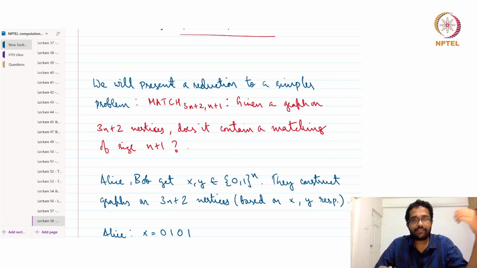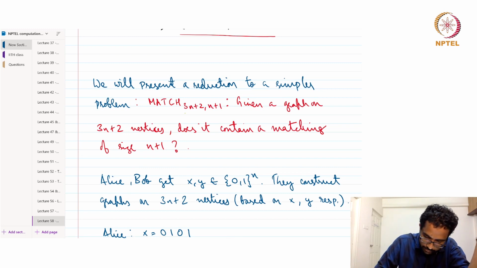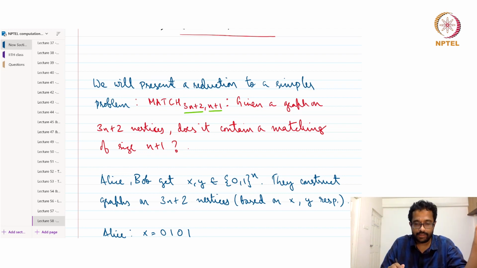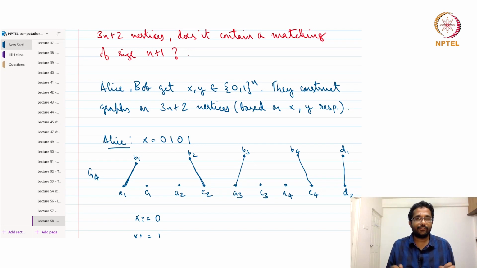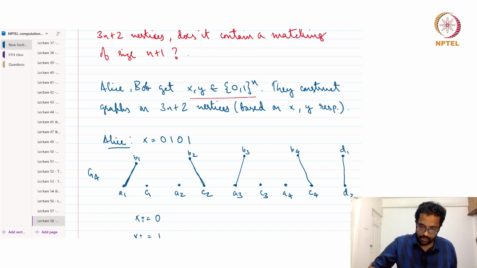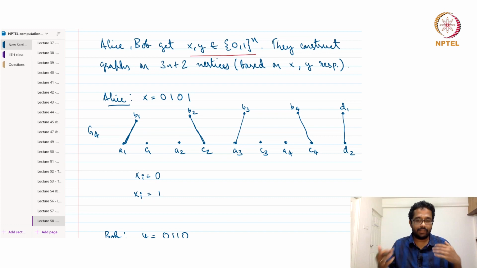So instead of asking whether an n vertex graph has a perfect matching, we'll ask whether a graph with 3n plus 2 vertices has a matching of size n plus 1. Okay, so how will the reduction happen? Alice and Bob get 2 strings of length n, and they will construct matching instances locally. But they will construct different graphs, and that will help us reduce disjointness to this matching function.